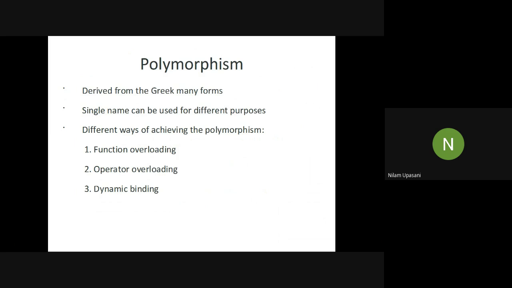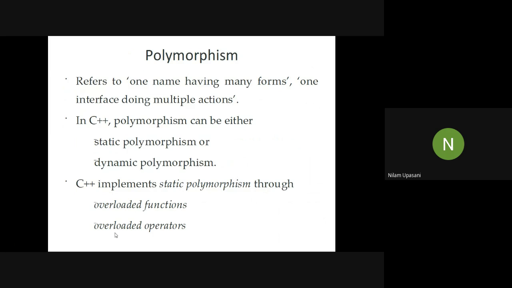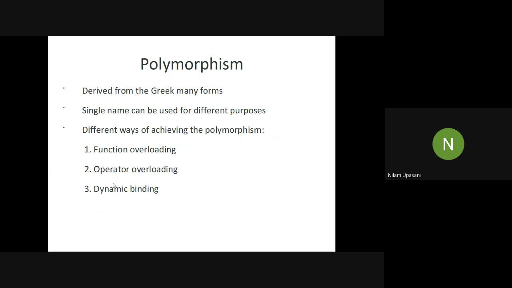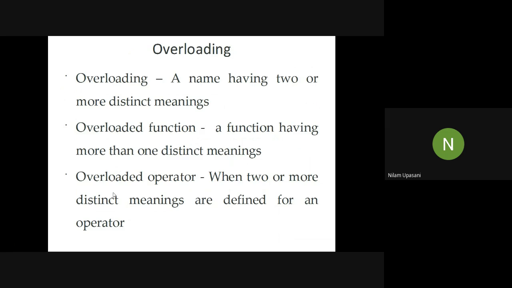So these also we have discussed last time, right? Static polymorphism, dynamic polymorphism. The first two types belong to static or compile time polymorphism, and the last one is runtime polymorphism.